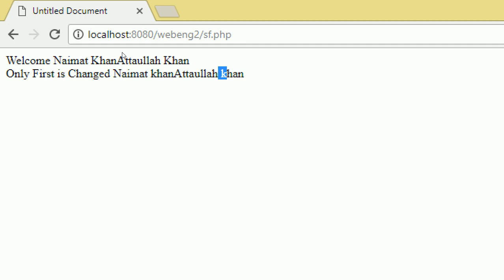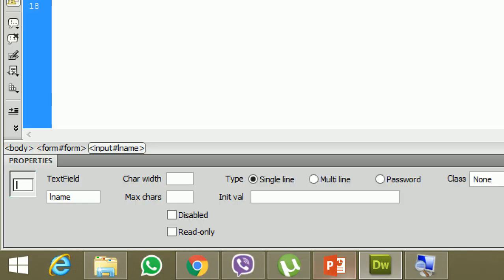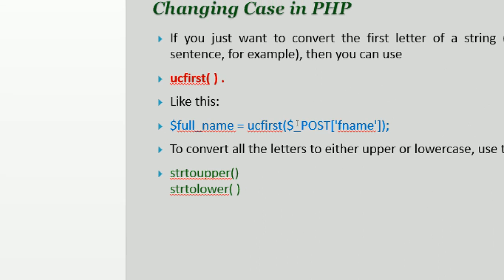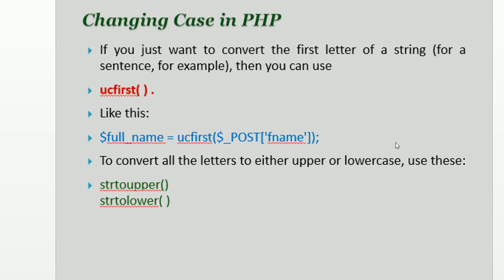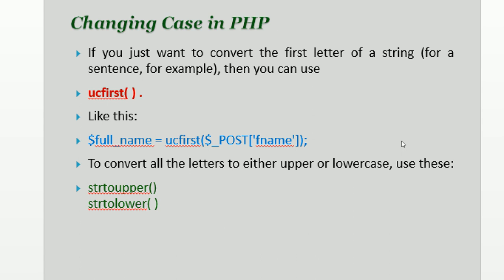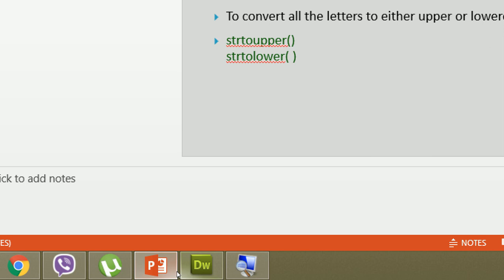So if you have a paragraph, only the first letter of the paragraph will be changed, not every first word. If you are using the UC words function, then every word's first letter will be changed in the paragraph. Is it clear? Yes. Now let's come to one more function with the name strtoupper. You use it to convert all the letters to either uppercase or lowercase, clear? If you want to convert all the letters to uppercase, if I have one paragraph and every single letter is in uppercase, we will use strtoupper.